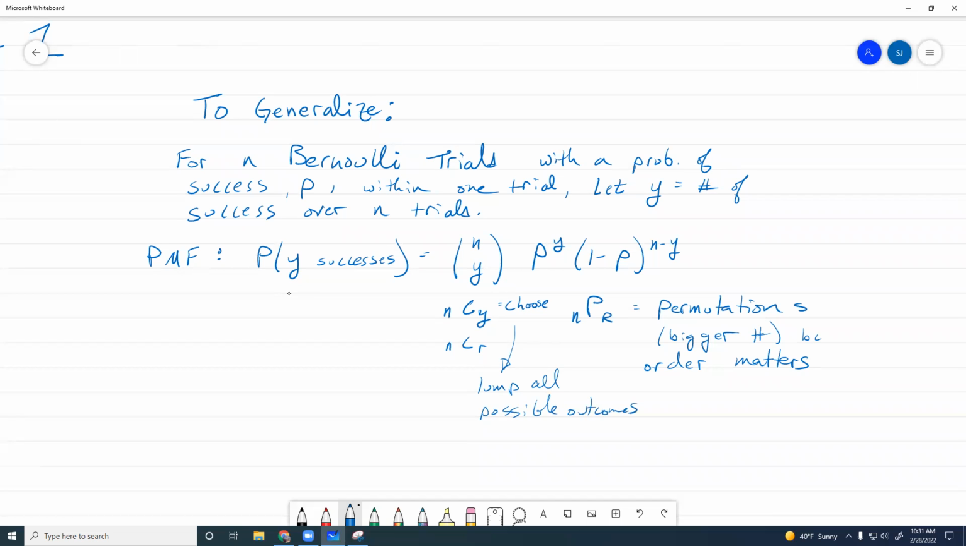So if we go back to the heads example, we can make the first 2 heads and the second one tails. We know that we could have a bunch of different orders of that outcome, but we don't care about the order. And so we just say over 3 trials, how many heads do we have? So we lump all those together.